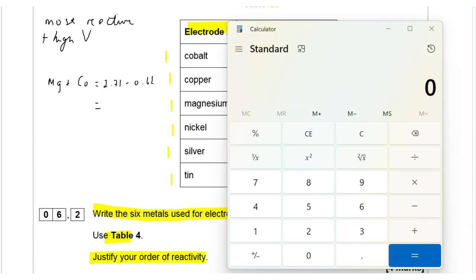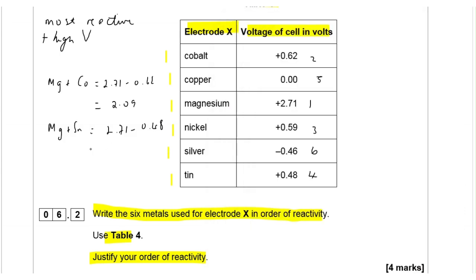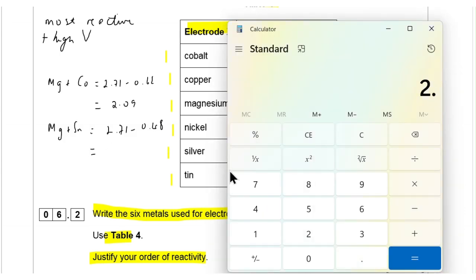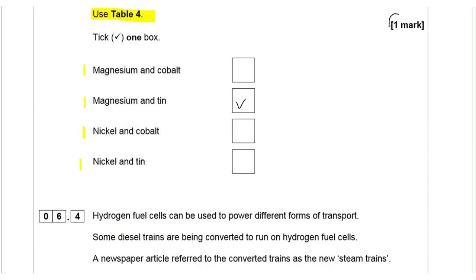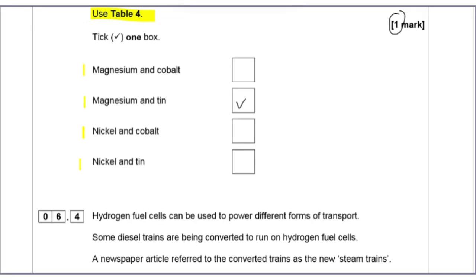And if we look at magnesium and cobalt, we can have a little sum here. 2.71 take away 0.62 gives us 2.09. Magnesium and tin, 2.71 take away 0.48 gets 2.23. So magnesium and tin give us the largest voltage difference, so we tick a box for 1 mark, magnesium and tin.